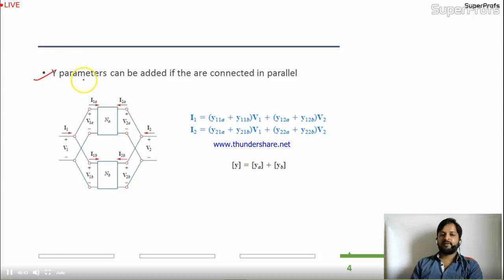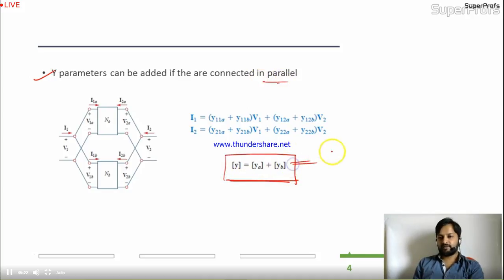Y parameters: if networks are connected in parallel, we can add the Y parameters. The two networks should be connected in parallel combination. So this is nothing but the parallel combination. The I1 is going into both of them, this is connected with both of them, and this is the output stage, like this. They are connected in parallel combination, and in the parallel combination the Y parameters can be added. It's given by Y11A plus Y11B, V1, like this. As simple as that.